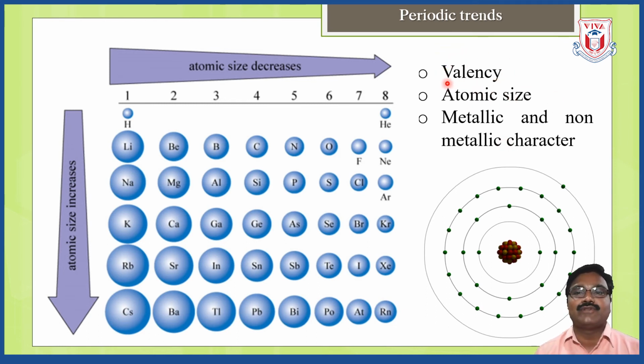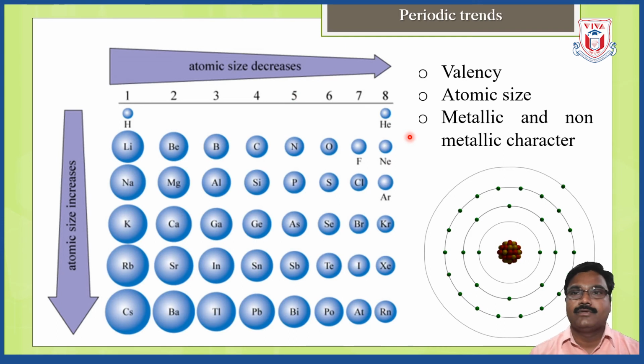Valency depends on the number of electrons present in the outermost orbit. As the number of electrons in the outermost orbit changes, its valency changes. Let us see in the second row, that means the second period, the valency goes on increasing up to the fourth group. Why? Because in the fourth group the outermost orbit contains 4 electrons, and afterwards the valency goes on decreasing.